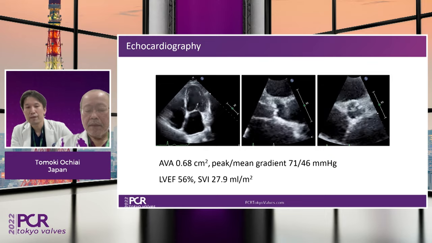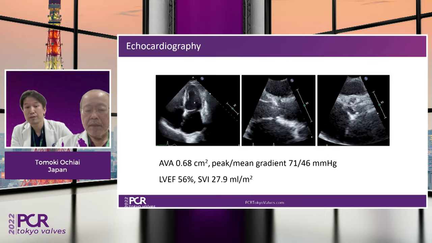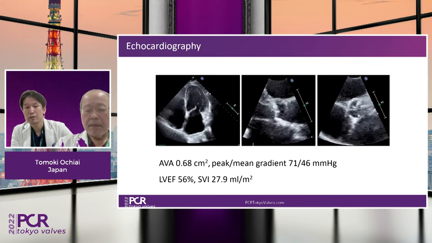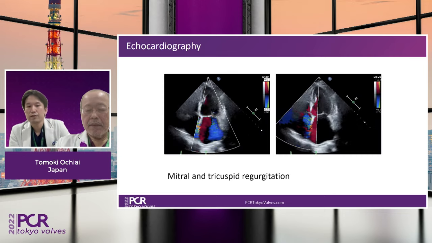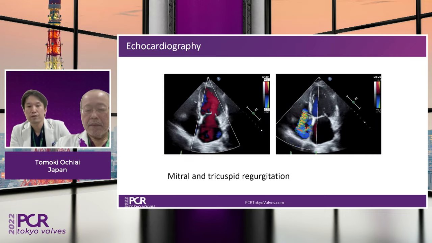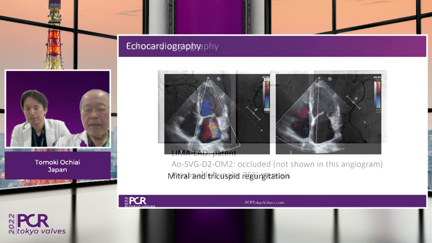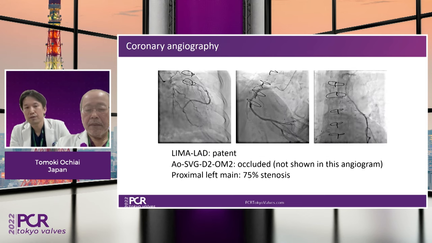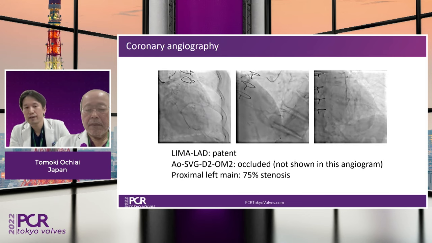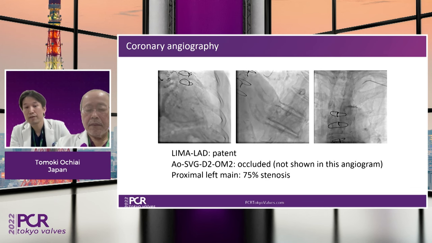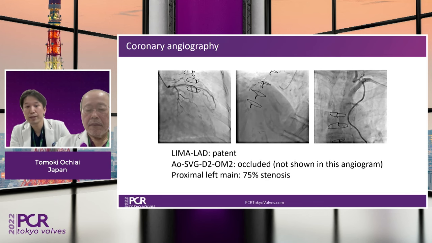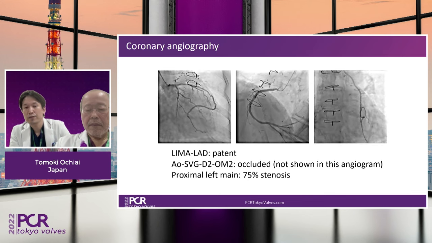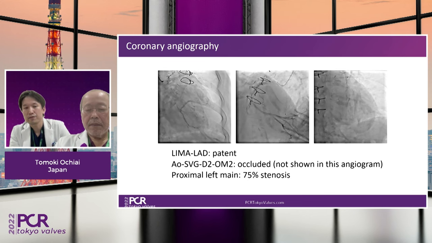And her stroke volume index was 27.9 milliliter per square meter. She also had moderate mitral and tricuspid regurgitation. Her coronary angiogram showed the LIMA to LAD was patent, and the vein graft to diagonal and OM branch was already occluded. She also had 75% stenosis in the left main trunk.